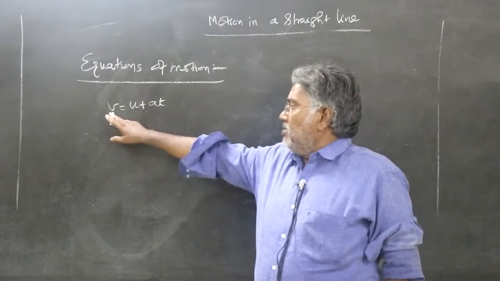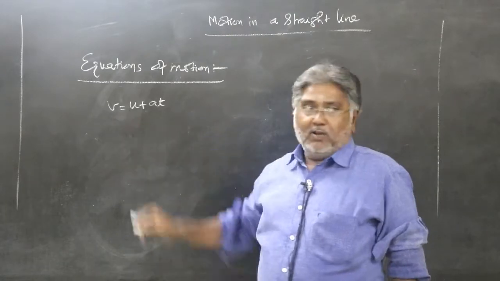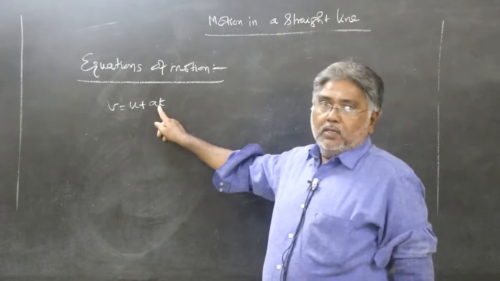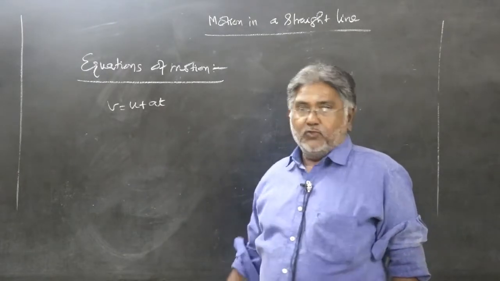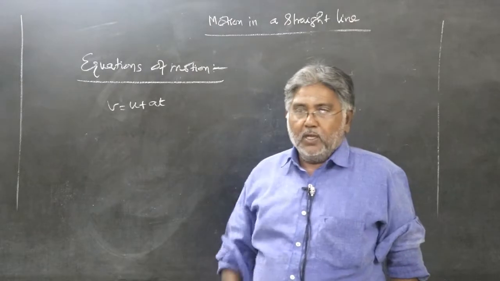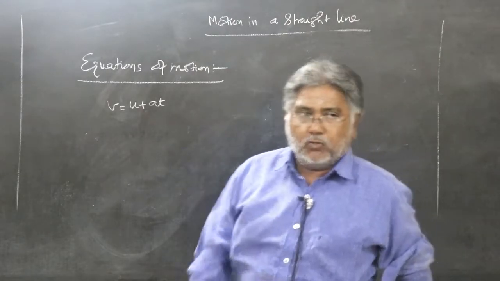In this, V is the final velocity. Final velocity means, at the end of t seconds, whatever is the velocity, that is V. When t is 0, what is the velocity? That is initial velocity. A is acceleration. You should understand one thing.